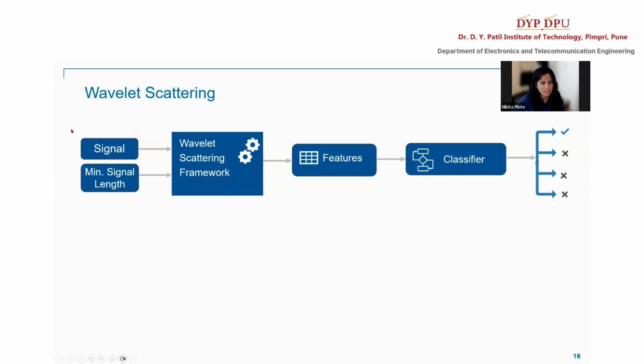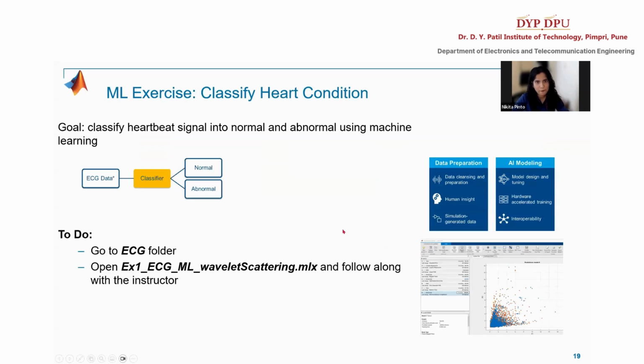So I take my signal, which will have some fixed signal length. I'll apply wavelet scattering and then I will get some features. Those features I will pass to a classifier, and it will help me classify whether in this case it's a normal or abnormal signal. This is the exercise we're going to do. Like I said, if you want to follow along, feel free to do that. Otherwise, if you just want to watch and try it out later, you may also do that.